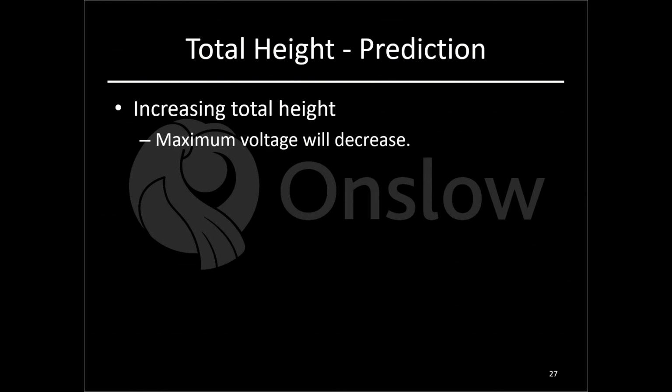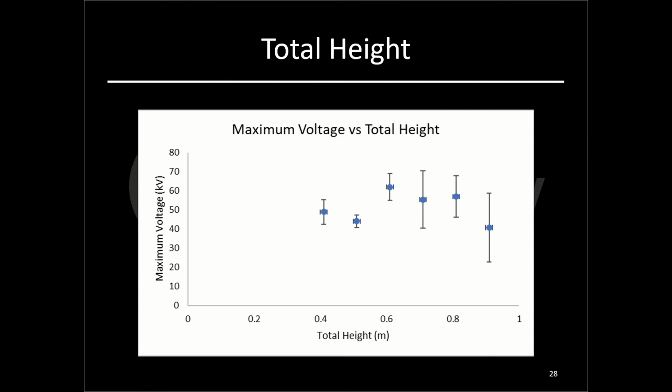I predicted that increasing the total height will decrease the maximum voltage, as there is a greater distance for the droplets to be able to fall outside the collector. We can see that there's no real trend here, so changing the total height does not significantly change the maximum voltage.